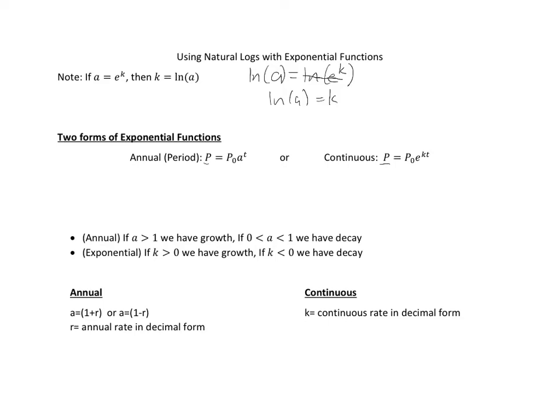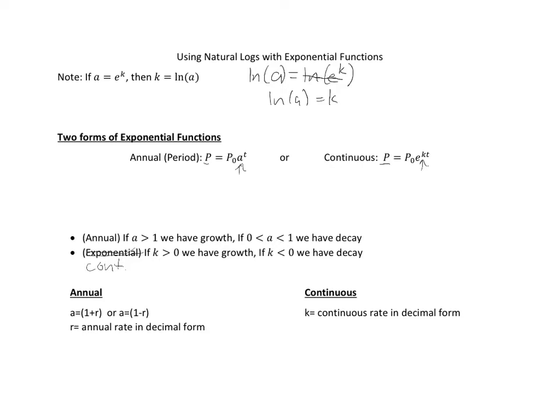If we're modeling growth, A and K are the two things that are used to model growth. To determine if something's growing annually, we look at A, and if A is greater than 1, we have growth. And if A is between 0 and 1, we have decay. If we're looking at this continuous model, if K is greater than 0, it will be growth. If K is less than 0, we have decay.